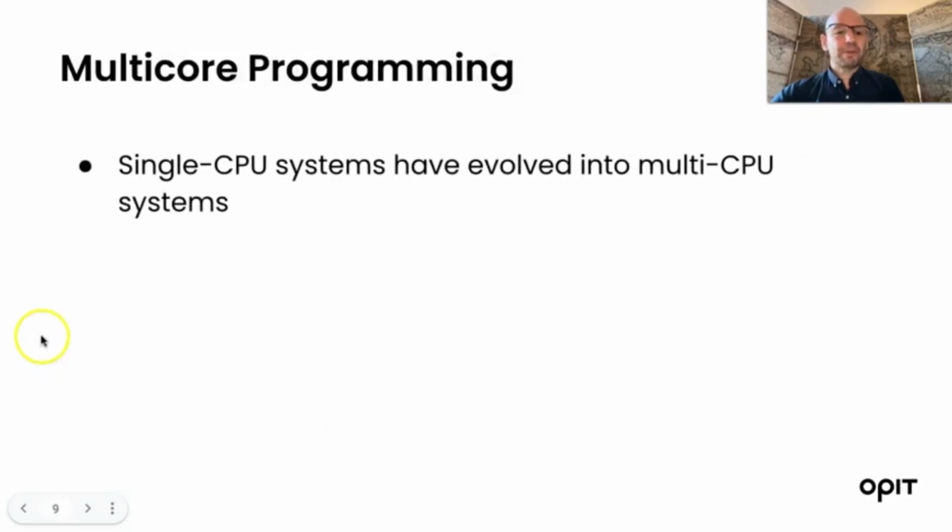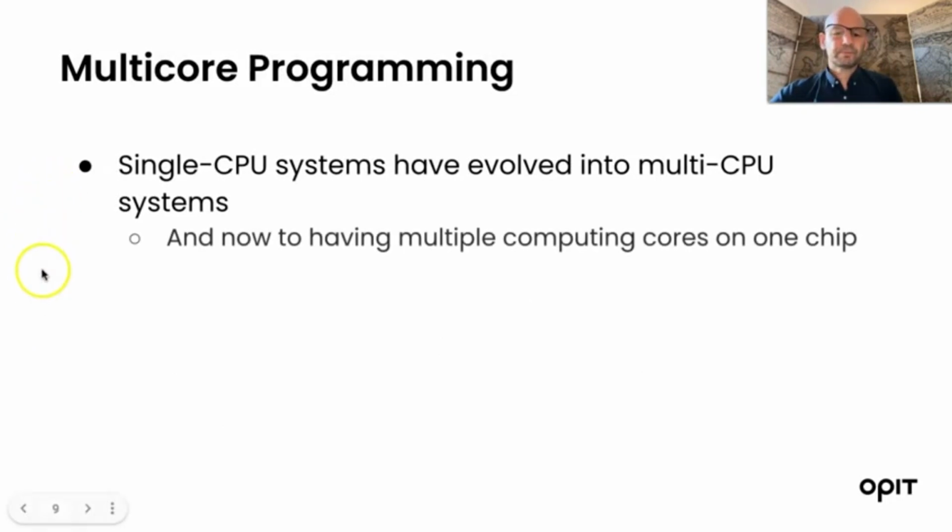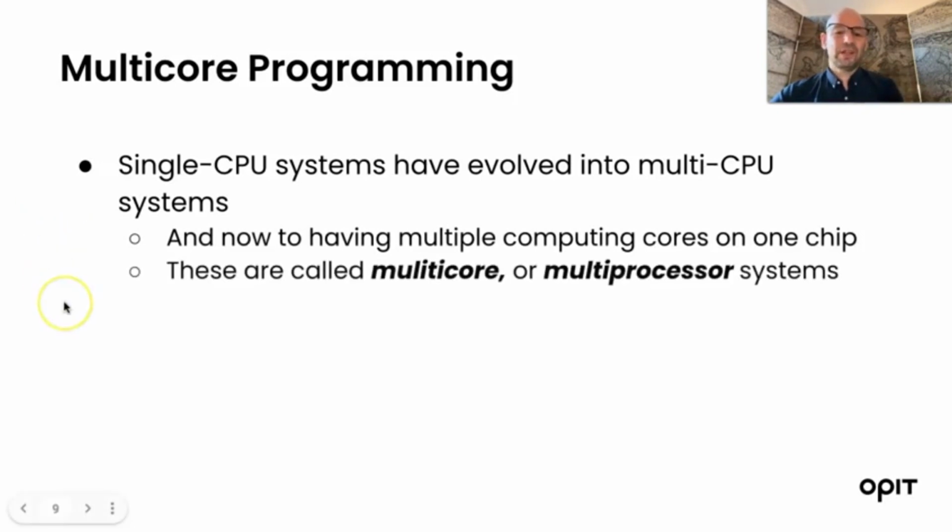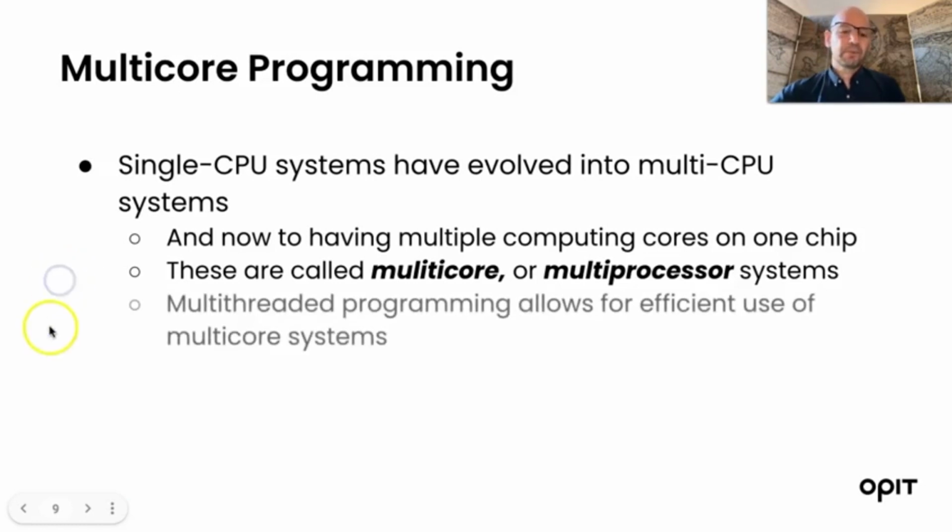So with multi-core programming, single CPU systems have evolved nowadays into multi-CPU systems, so very common. And then the next step to having multiple computing cores actually on one chip. So each of those cores executes independently of the other cores. And so these are called multi-core or also multiprocessor systems. And multi-threaded programming then, if we write code that takes advantage of this, it allows for efficient use of these multi-core systems so we can better take advantage of them with some good coding techniques.